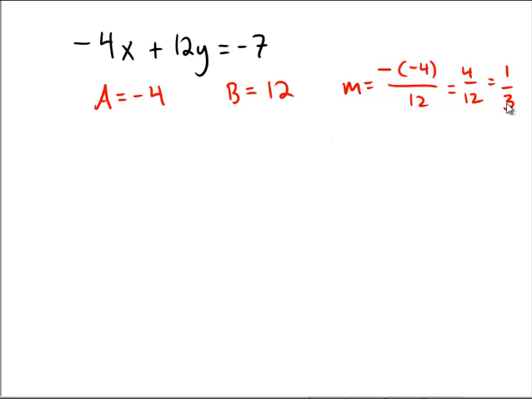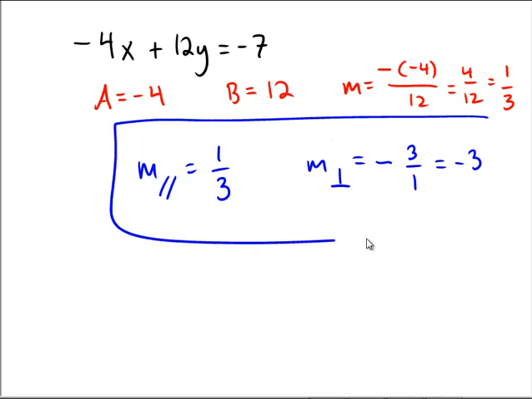Since the slope of the original line is 1/3, the parallel slope will have to go in the exact same direction, the exact same rise over run. So that would be 1/3, and the perpendicular slope would be the negative reciprocal, the opposite reciprocal. So since 1/3 is positive, the perpendicular slope will be negative, and instead of doing a rise over run of 1/3, we're going to flip it over and do a rise over run of 3/1. Oftentimes we'll call this negative 3 because the denominator is a 1. And hopefully you got the same answers as I did.